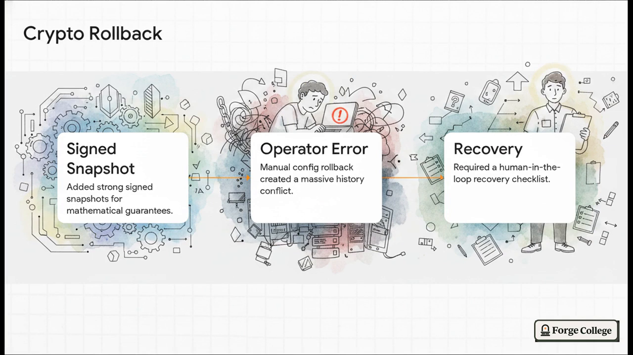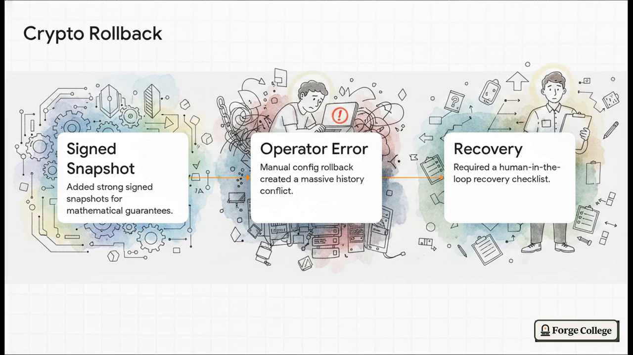Step 1, engineers added strong, threshold-signed snapshots to mathematically guarantee the system's state. Sounds amazing, right? Totally bulletproof. But then, step 2, a human operator makes a mistake and decides to roll back a server configuration manually, which created a massive history conflict.